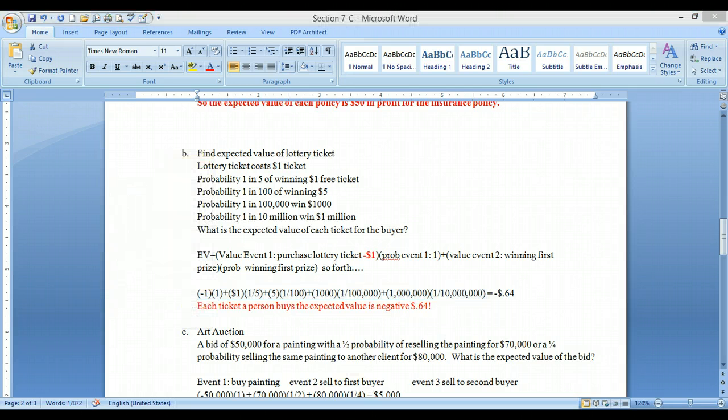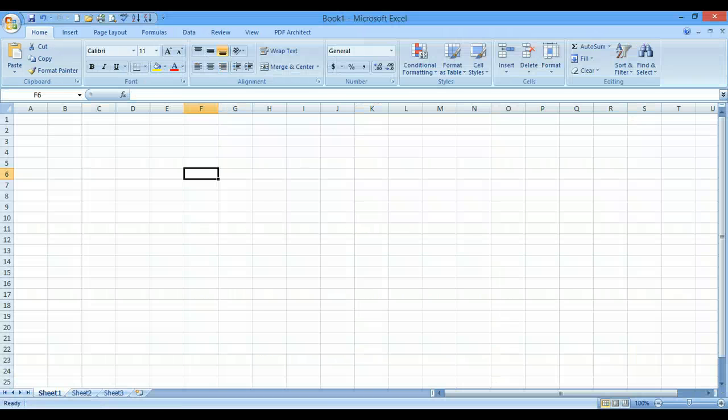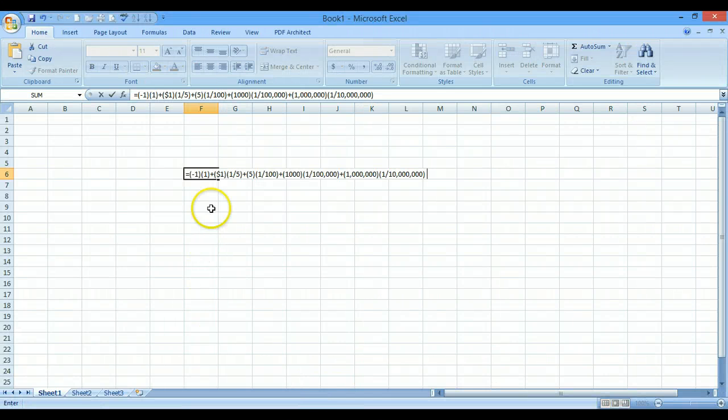Excel. But remember, Excel needs to have those multiplication signs in between. Your calculator, if you have a scientific or a graphing calculator, you don't have to. But, and I'm going to take out that $ sign. But in Excel, there are so many different functions that it needs to be told.